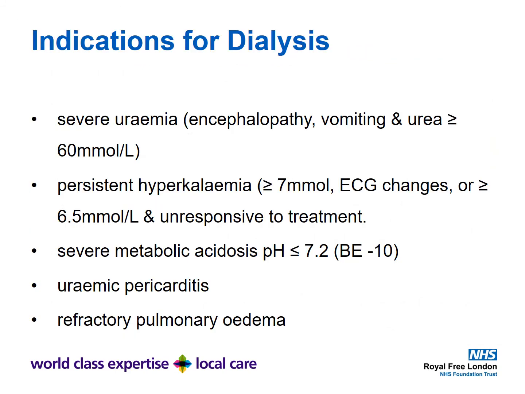So indications for dialysis include severe uremia, which would present as encephalopathy, vomiting and a urea of greater than 60. Persistent hyperkalemia, which is greater than 7 millimoles, persistent ECG changes or greater than 6.5 millimoles per litre and unresponsive to treatment. Severe metabolic acidosis, such as a pH less than 7.2 and a base excess of less than 10. Uremic pericarditis and refractory pulmonary edema.